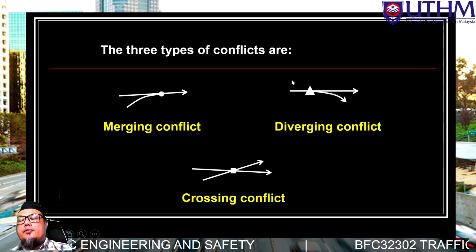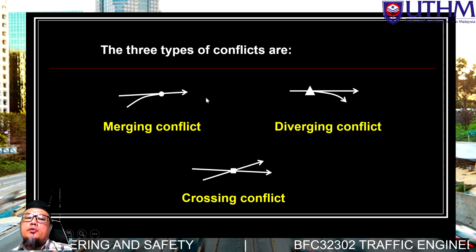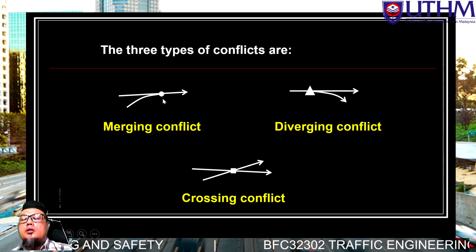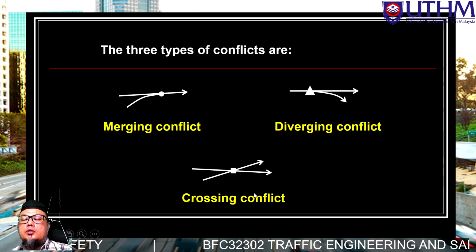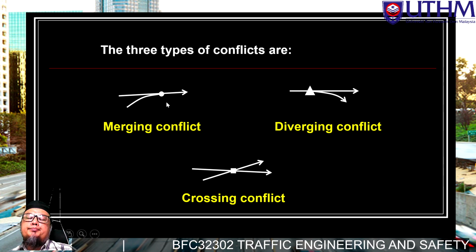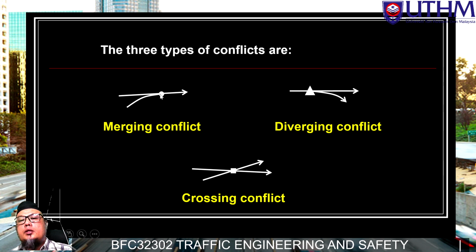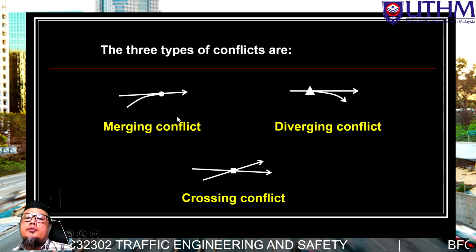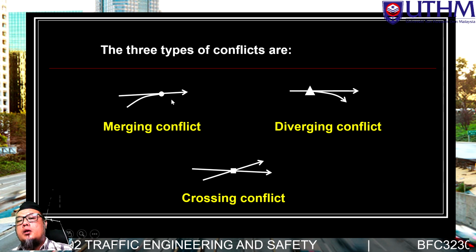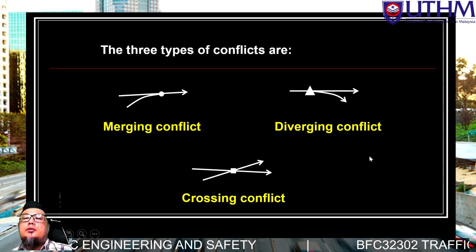Okay, then they also have a conflict pattern. This is a common conflict pattern at intersections. First they have merging conflicts, diverging conflicts and crossing conflicts. So to make it easy to identify, they put just a symbol, a circle, triangle and square, to identify the type of conflicts, whether merging, diverging or crossing.